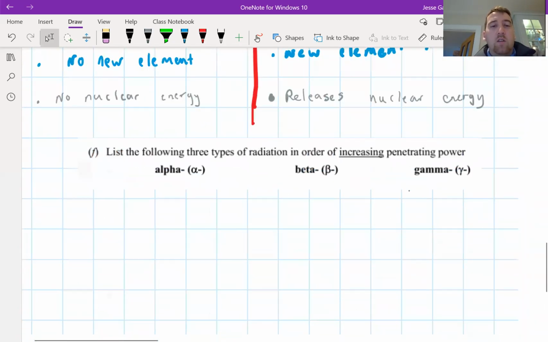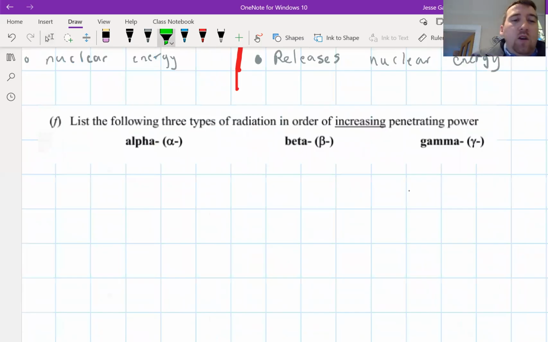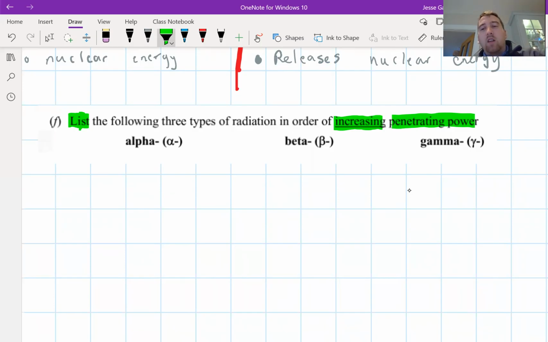Right, last one. Okay, so all it says is to list, make a list. That's all you have to do. List the following 3 types of radiation in order of increasing penetrating power. Now they've underlined increasing because they want you to notice that. So penetrating power in order of increasing. What that means is start with the least penetrating and work the list up to the most penetrating.